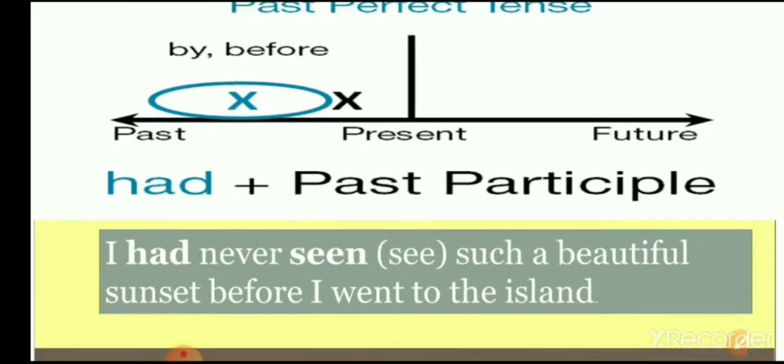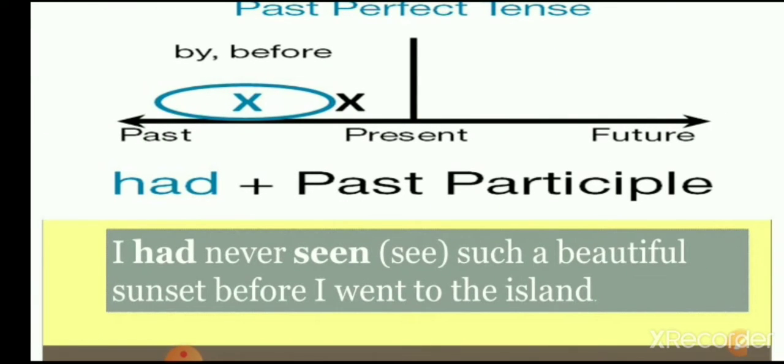So just see, I had never seen such a beautiful sunset is one action. And what is the other action? I went to the island is the other action. So here, I had never seen such a beautiful sunset is the earlier action, and so I have given in past perfect tense, and I went to the island is the later action, so I have given in simple past.